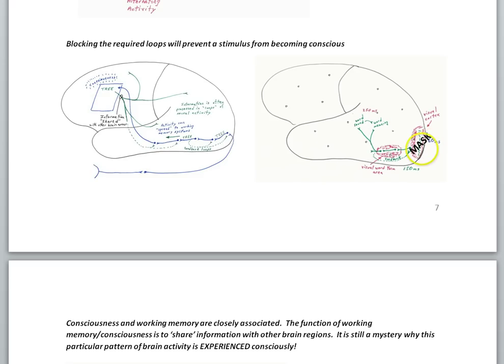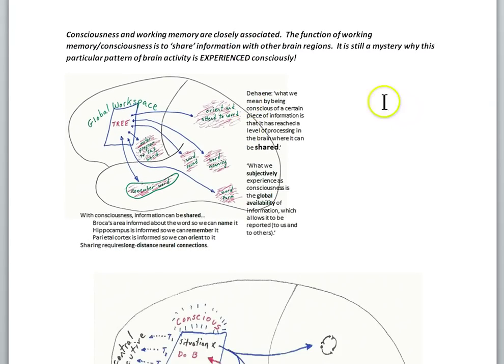In the condition where the mask arrives just after the word tree, the mask seems to be arriving at the visual cortex at just the right moment that it can interfere with these loops, so we get no spreading to working memory, and therefore we're not conscious of the word tree. And finally, consciousness and working memory are closely associated. The function of working memory and consciousness is to share information with other brain regions. And it is still a mystery, however, why that particular pattern of brain activity is experienced consciously. After all, it's all just neurons. But when we have a certain pattern of neural activation, we experience it as conscious.